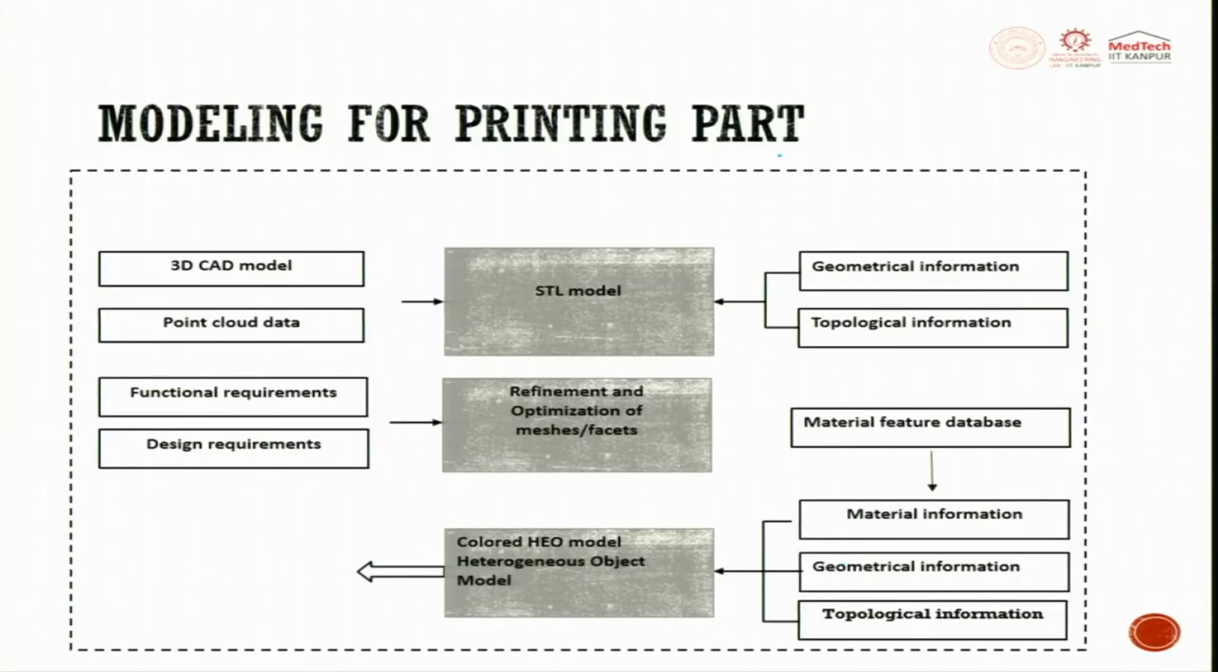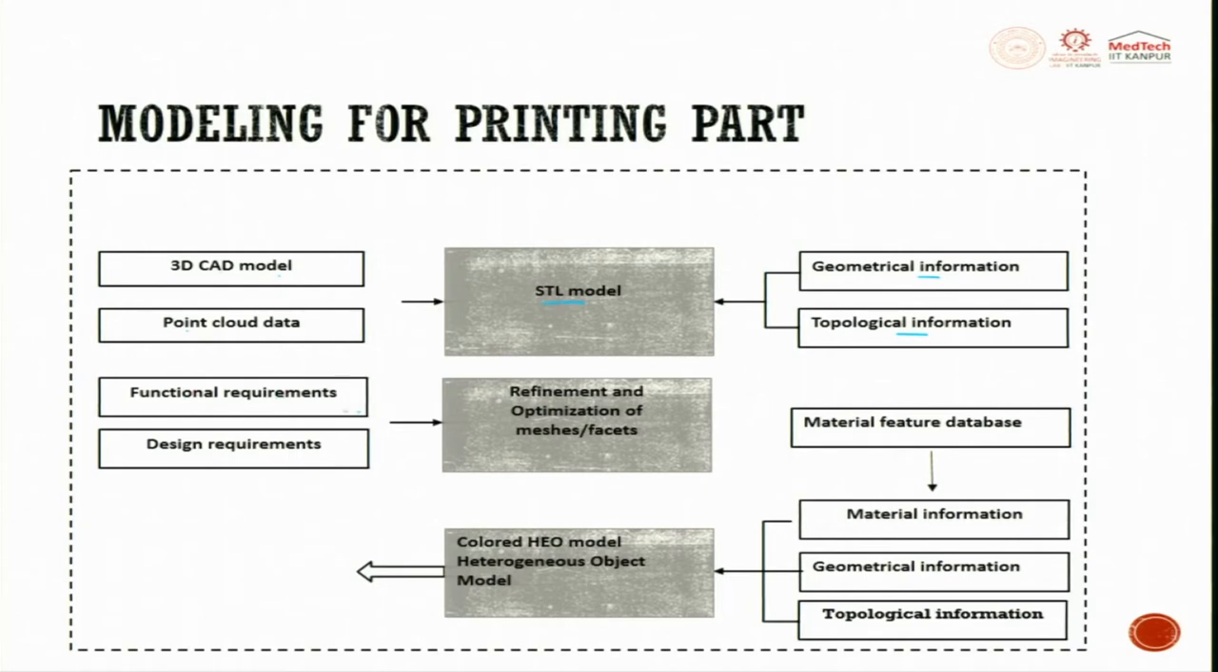Modeling for printed parts, you will have a 3D CAD model. You can also extract it from point cloud data. This point cloud data comes from reverse engineering, where you use a laser and you try to scan the details. So, that is point cloud data. So, that is given to an STL model. So, you try to add to this model geometric information and topological information. Geometrical information means dimensions, topological means the surface roughness and other things. So, you try to add these things to the STL file.